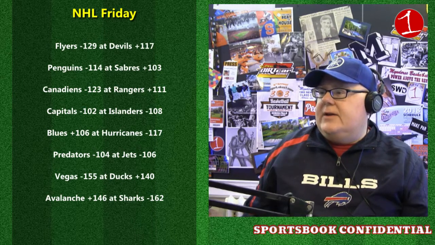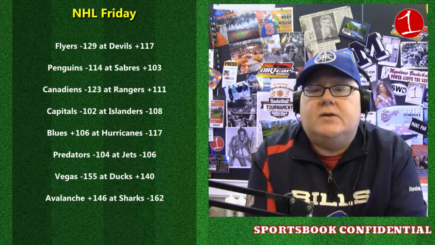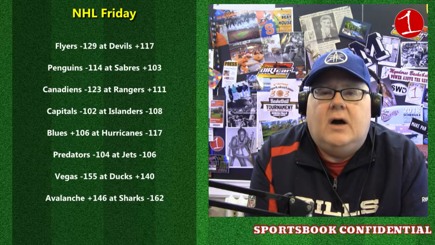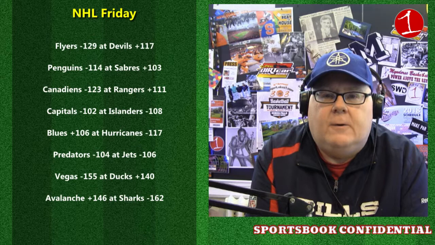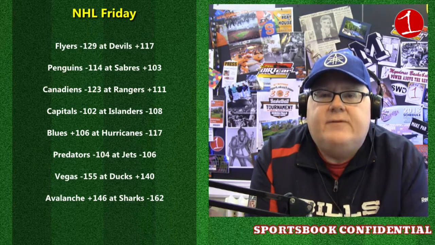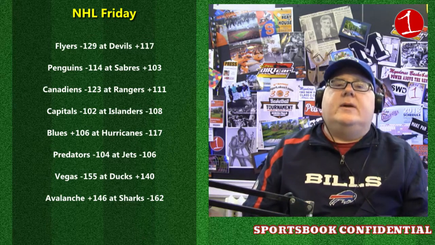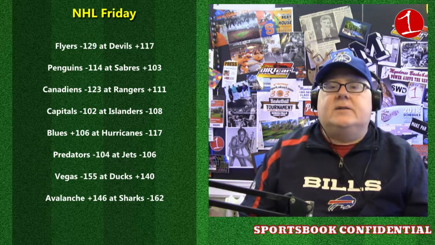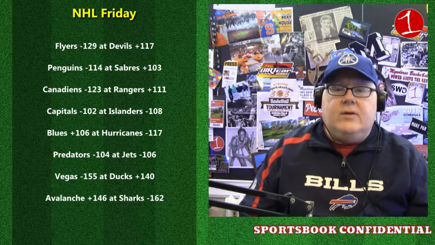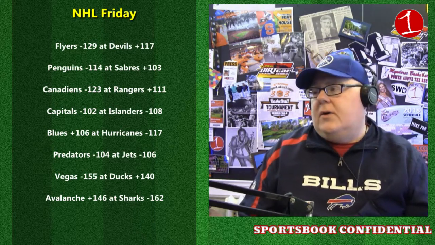And then the Avalanche plus 146 at the Sharks minus 162. The Avalanche are playing really well right now. The Sharks are also playing well, and they're tough at home. Martin Jones is a good goalie. I feel like this game is priced really well to take the underdog Avalanche here at 146. If it gets over 150, you definitely want to take a look at that, because I expect this game to be pretty close, whether or not the Avalanche do win here.